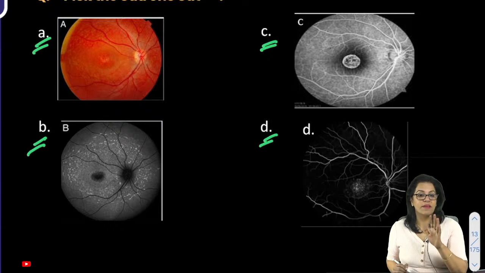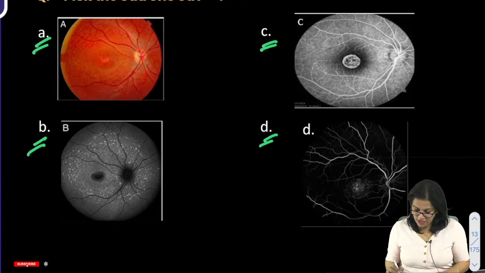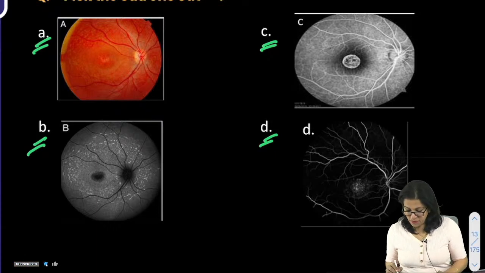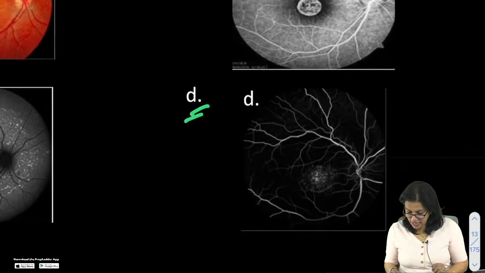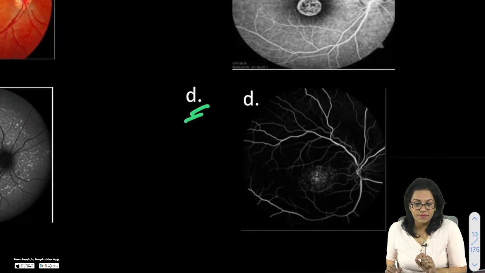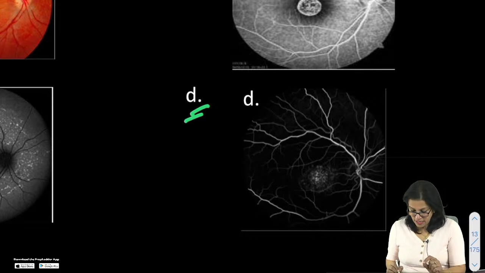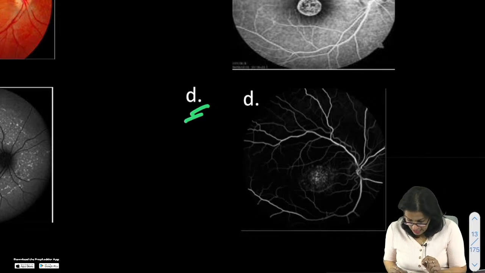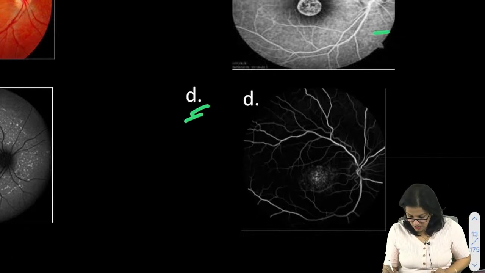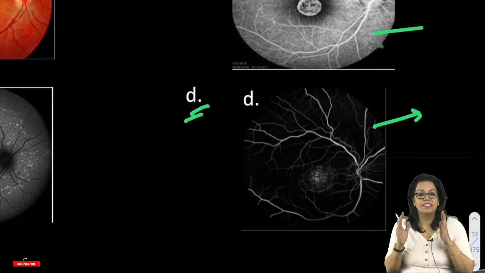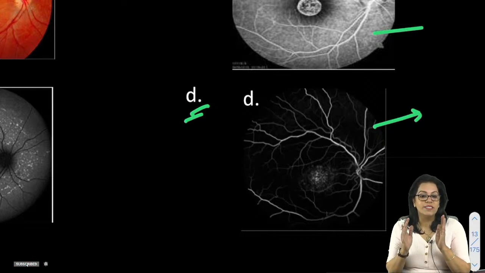Let's discuss one by one. Very, very important slides. We'll start with D. What do you see in D? It is a fluorescein angiography. You have injected the dye, and I can see the dye in the blood vessel. But what do you see? That I cannot see any background fluorescence which should be seen. Here you can see the background, here it is all dark. This is what is called the dark choroid sign, or silent choroid.